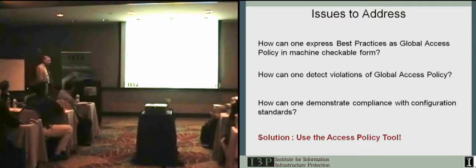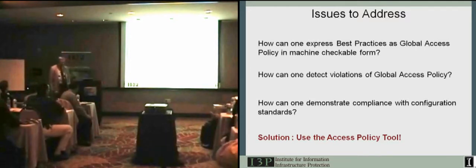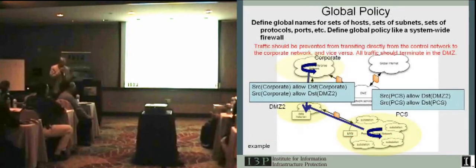Increasingly, you're having to deal with demonstrating compliance with various standards, and one suspects there'll be more of those in the future rather than less. How can you demonstrate? How can you argue? How can you prove to someone that your configuration, that your system is meeting the compliance that you're required to comply with? And the solution that we're going to talk about and we'll demonstrate later is something that we call the access policy tool. So let's zero in on this business of a global policy, which will be a machine checkable form of the kinds of best practices rules that we highlighted before.